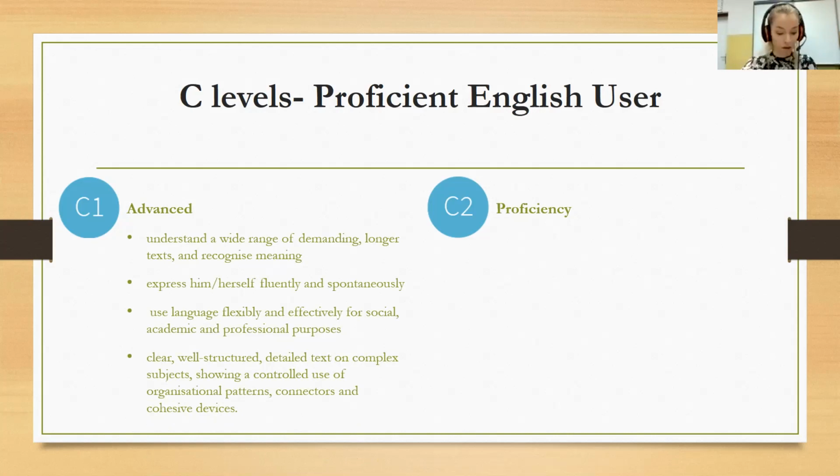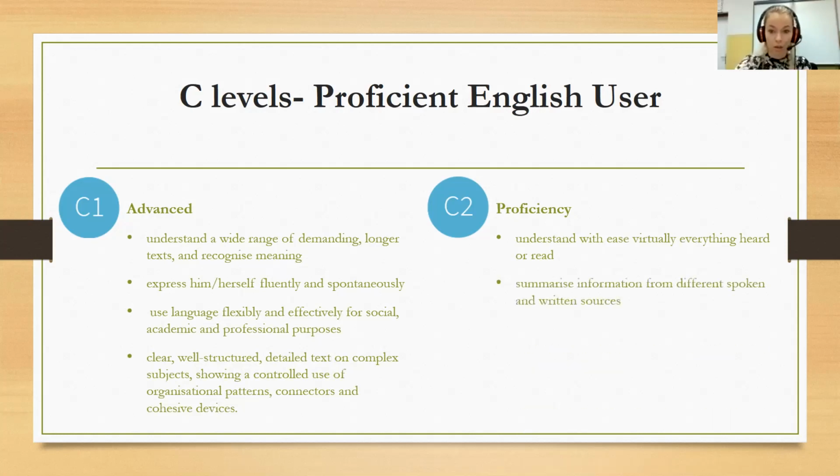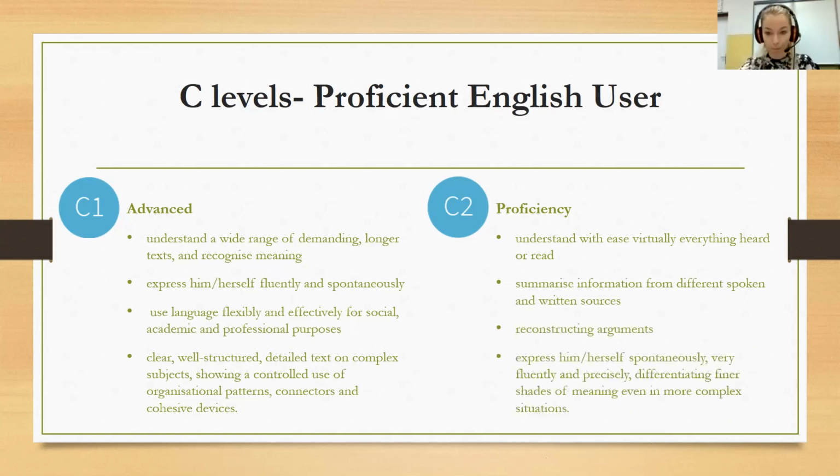C2 proficiency can understand with ease virtually everything heard or read, can summarize information from different spoken and written sources. He can reconstruct arguments and accounts in a coherent presentation, and can express oneself spontaneously, very fluently and precisely, differentiating finer shades of meaning and in even more complex situations.